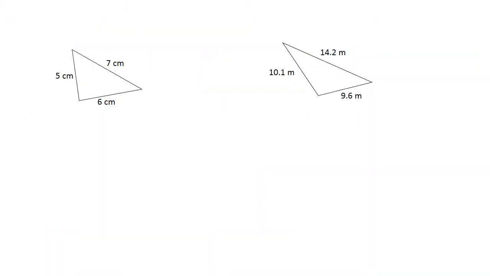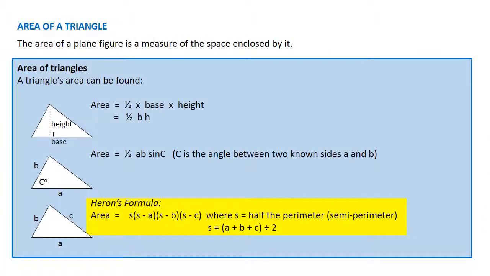In the last questions you can see that we know all three sides of the triangle. This is a case where you can use Heron's formula. You'll notice that Heron's formula features the variable s. S is the semi-perimeter of the triangle, or half the perimeter. Let's see how Heron's formula can be used in the examples.